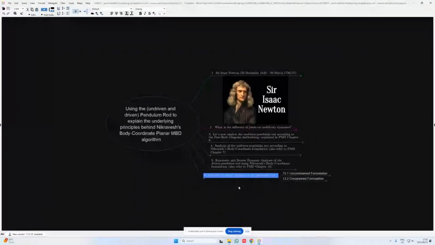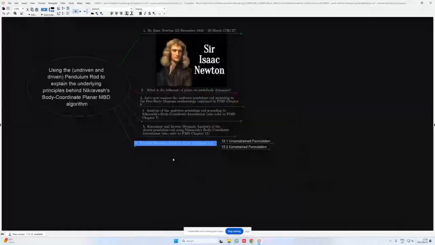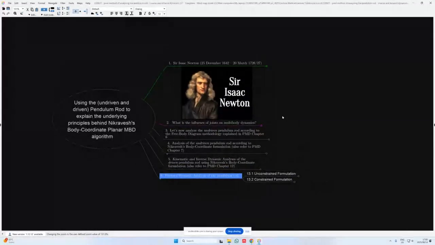Okay, so without spending too much time on an overview, I think by now we are well acquainted with the mind map that we've been working with up to now, using the pendulum rod to explain the underlying principles behind Nikravesh's body coordinate planar multi-body dynamics algorithm. I'm just going to give you a quick review of what we did last week with regards to the pendulum rod and how we evaluated it.